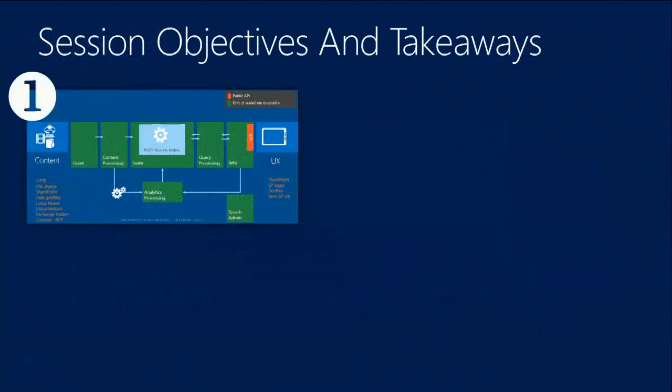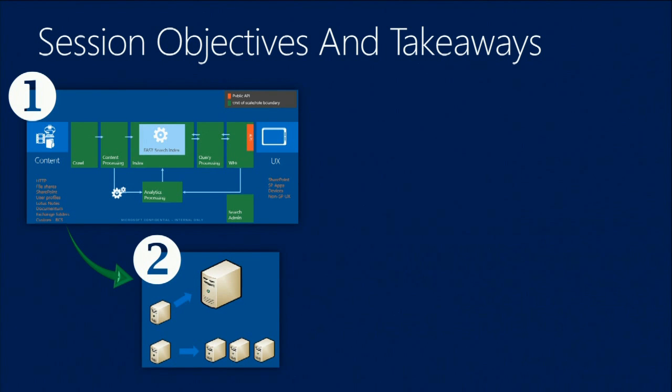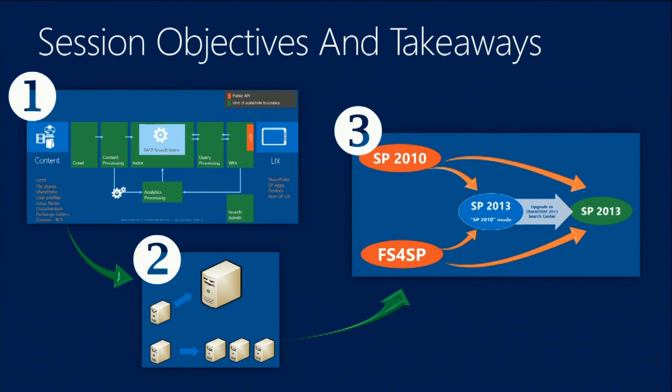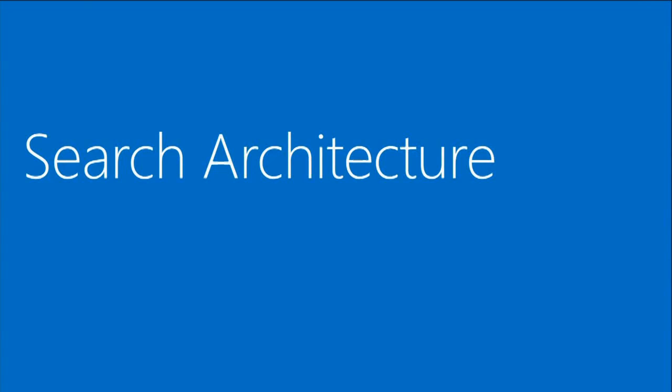Okay, so what we'll talk about today is the search architecture. We'll go into details related to each of the components and talk about the features, new features, and how you can use it. Then we'll talk about scaling, some important aspects related to scaling. And then finally, we'll talk about some migration paths. Okay, let's start with the architecture.